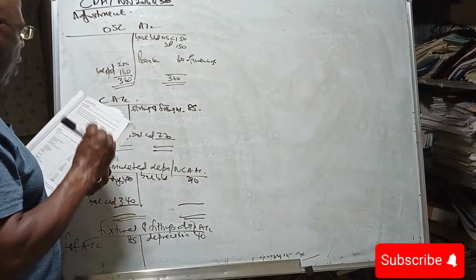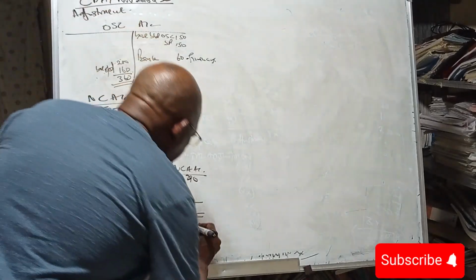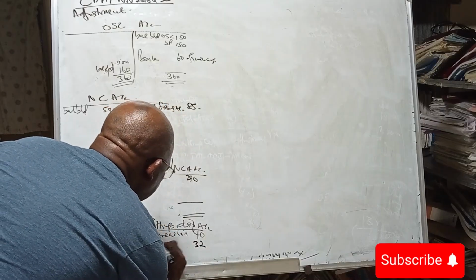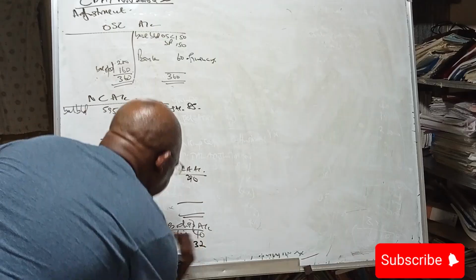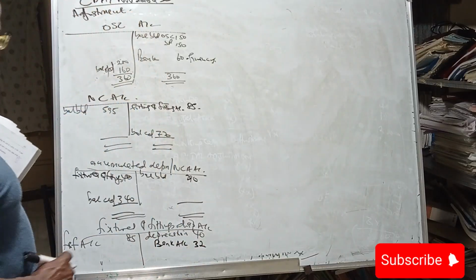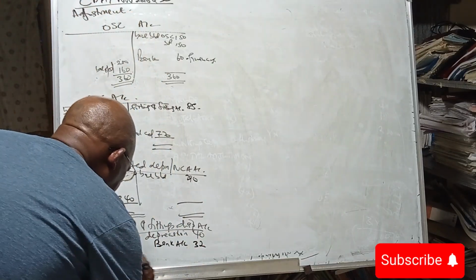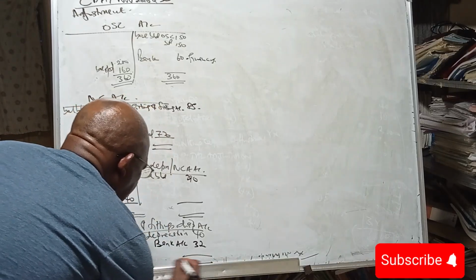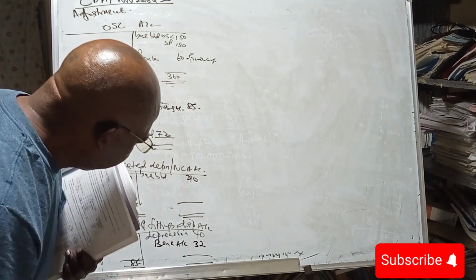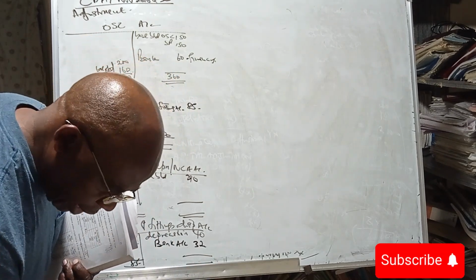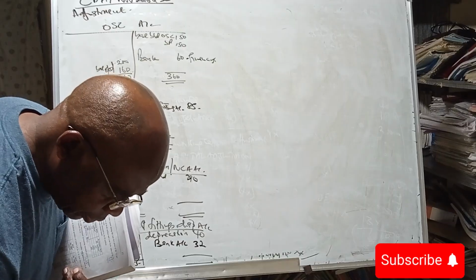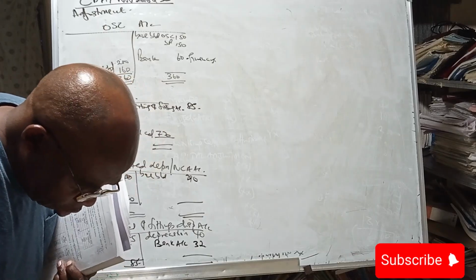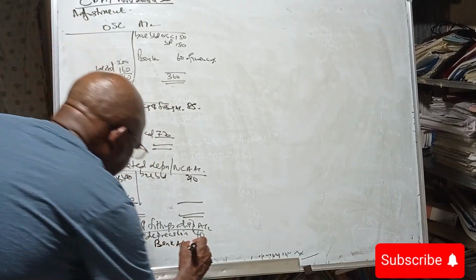Then we are told we are selling it for 32 million. So we debit bank and we credit disposal. So you add both sides. This one tells you this is 85, and this one is 85 minus 72, and we get a figure of 13.